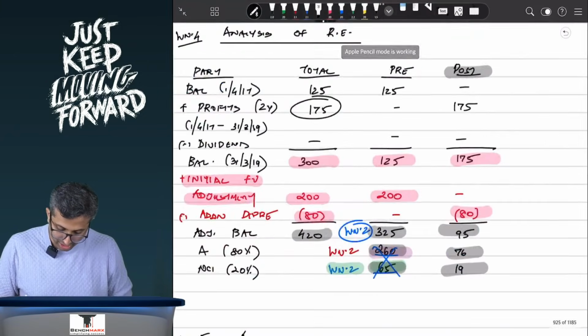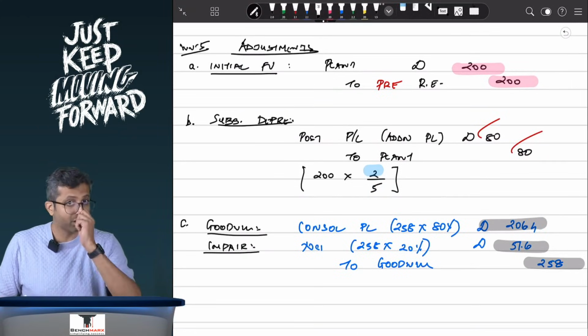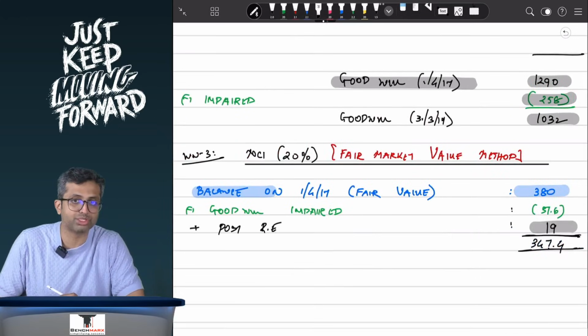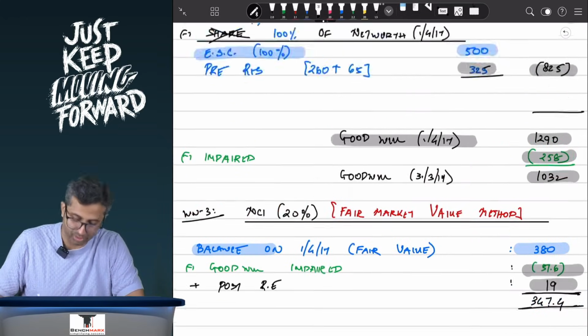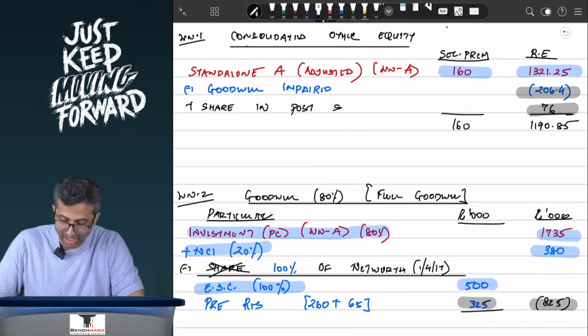So your journal entry for impairment would be: consolidated P&L account debit 206.4, N.C.I. account debit 51.6, to goodwill 258. So if I go to see minus 258 for the goodwill, so this is 1032. N.C.I. debited by 51.6, and goodwill impairment in the parent debited by 206.4, and that's about it.